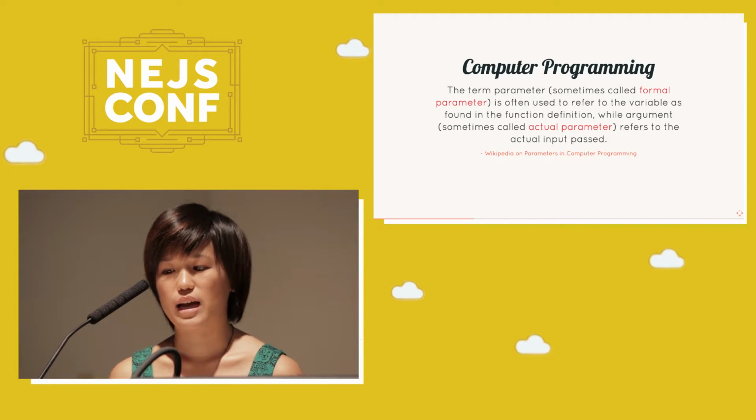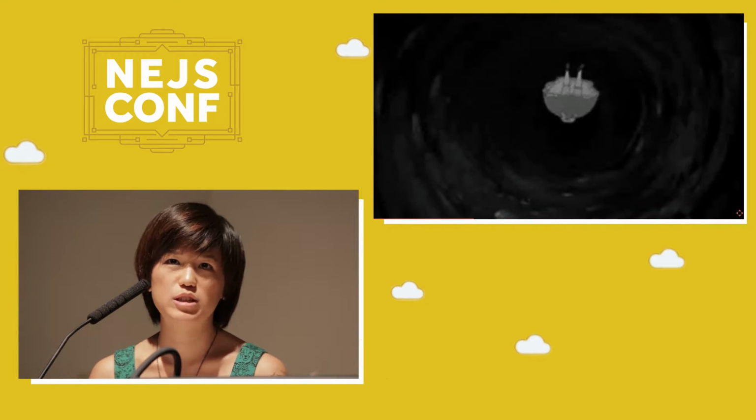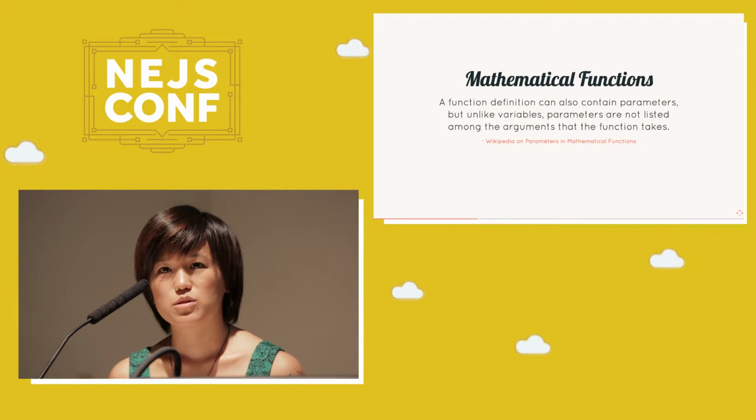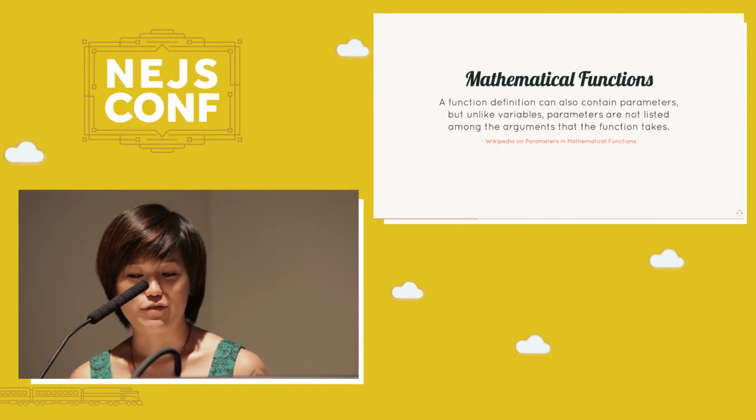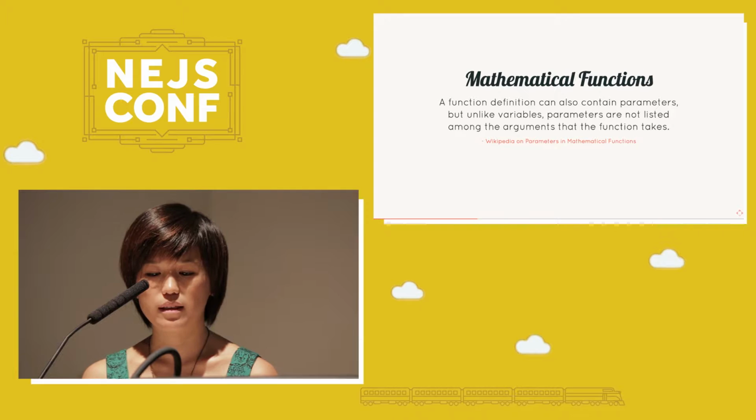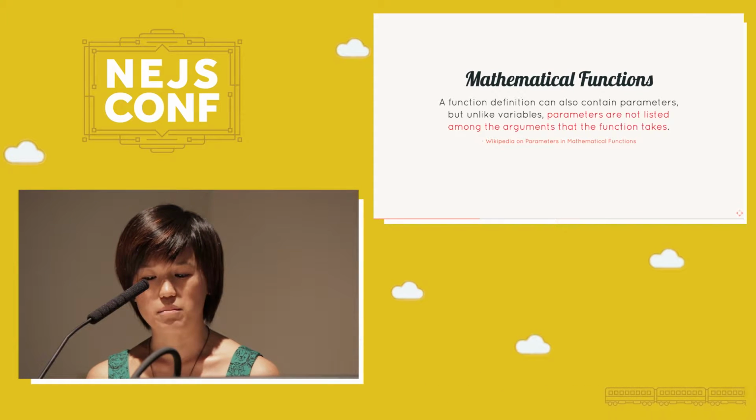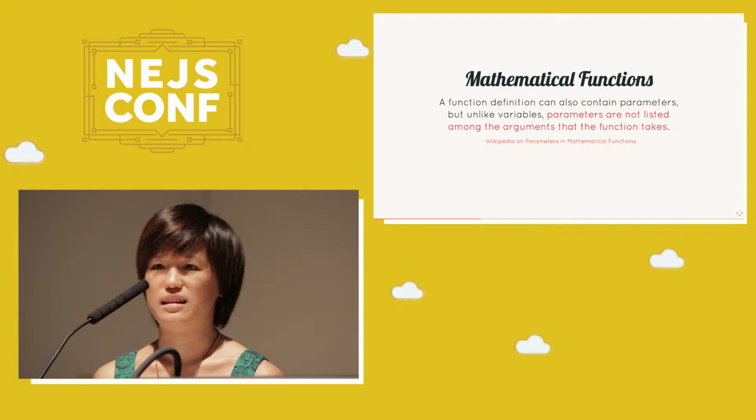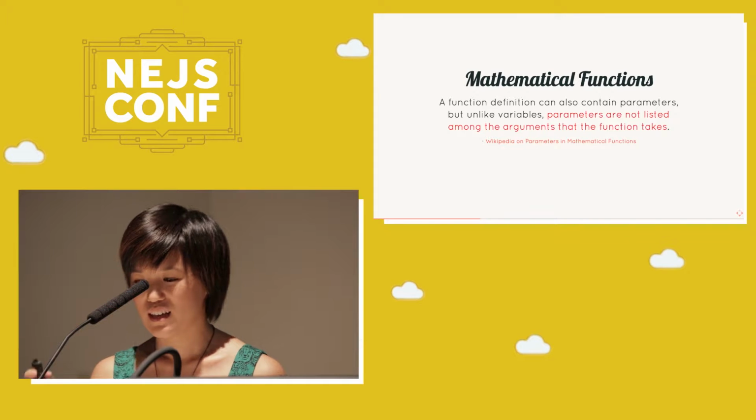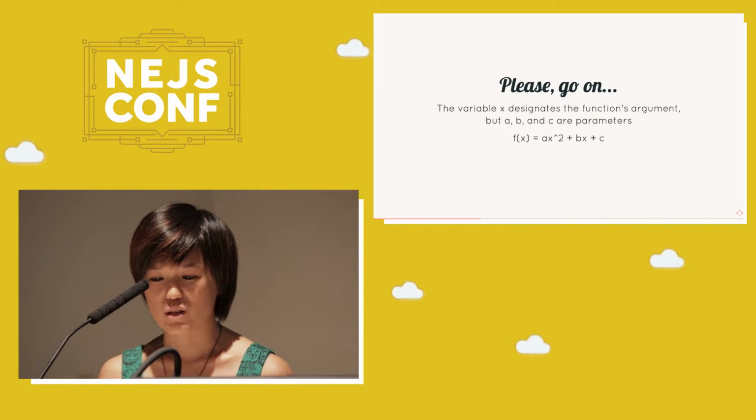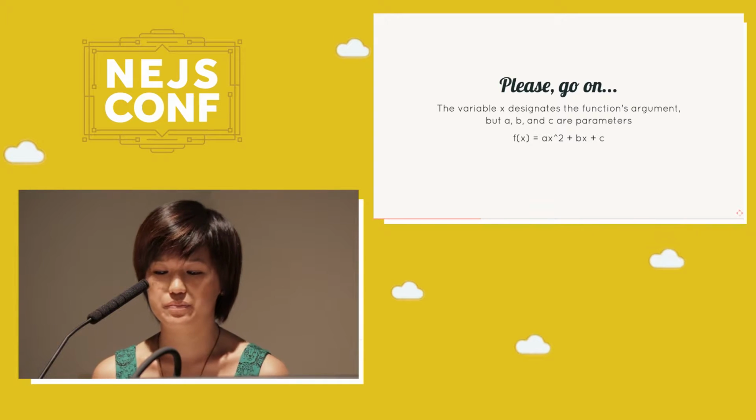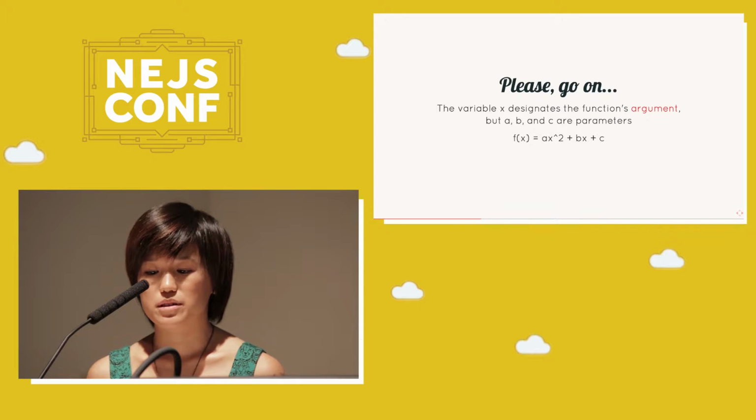And in order to figure that out, I had to go down the rabbit hole. And we took the red pill earlier, so I think this will be fine. To start off with the rabbit hole, I found the definition in math, and you'll see that a function definition can also contain parameters, but unlike variables, parameters are not listed among the arguments that the function takes. I was like, what? Parameters are not listed among the arguments that the function takes. So I was like, okay, please go on, Wikipedia. What else do you have to say? They say that the variable x designates the function's argument, but a, b, and c are the parameters.